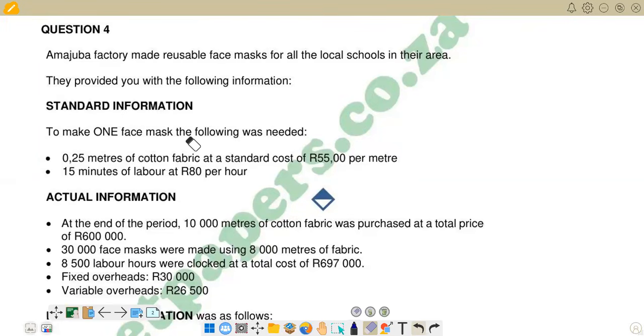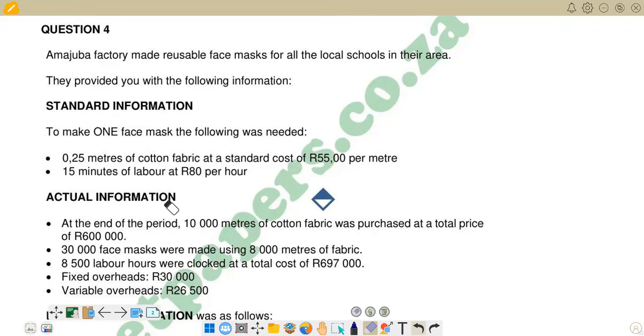If you go to the beginning of the question, it reads: Amajuba Factory made reusable face masks for all the local schools in their area. They provided you with the following information. We've got standard information that we are given. To make one face mask, the following was needed: 0.25 meters of cotton fabric at a standard cost of 55 rands per meter. Then a second point, 15 minutes of labor at 80 rand per hour.